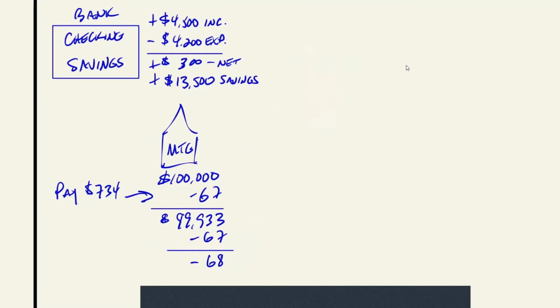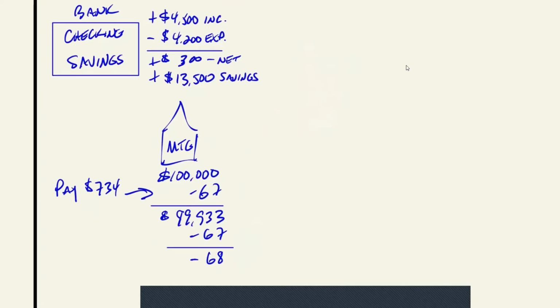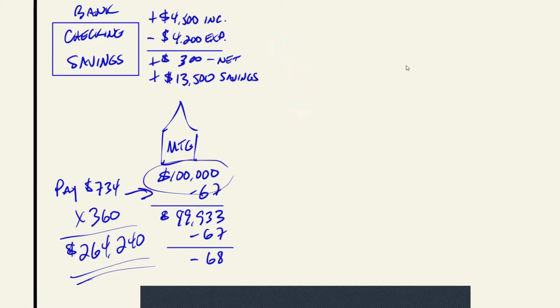And so about every other month, your principal reduction is going to increase by about $1, and your interest is going to get reduced by about $1 every other month. So you're going to do this for 30 years, which is 360 months. And over that 30 years, if you were to keep that, you'd end up paying back $264,240 on that $100,000 that you borrowed.